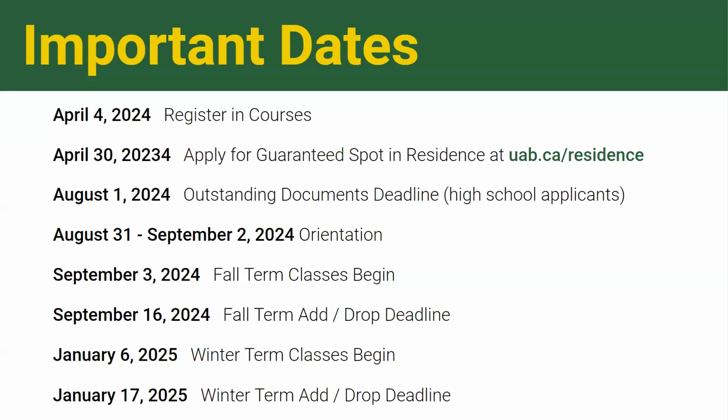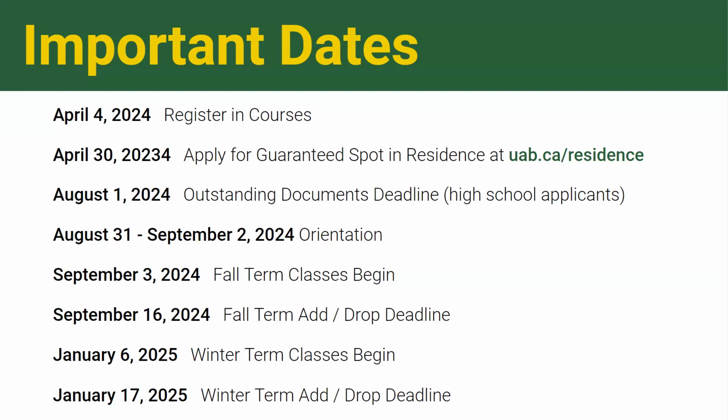So for important dates, April 4th is when you can register in your courses. For many of you, if you're watching this video, this does not apply to you because this video will have been posted after that date. April 30th, this date is also passed, but if you had applied for residence before that date, you would have a guaranteed spot. If you still want to apply for residence, you absolutely can at uab.ca/residence. It is just now first come, first serve. So if you are still interested in residence, I would get on that as soon as possible.